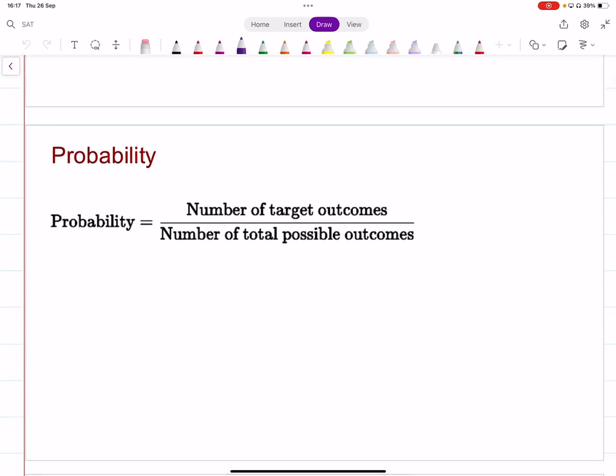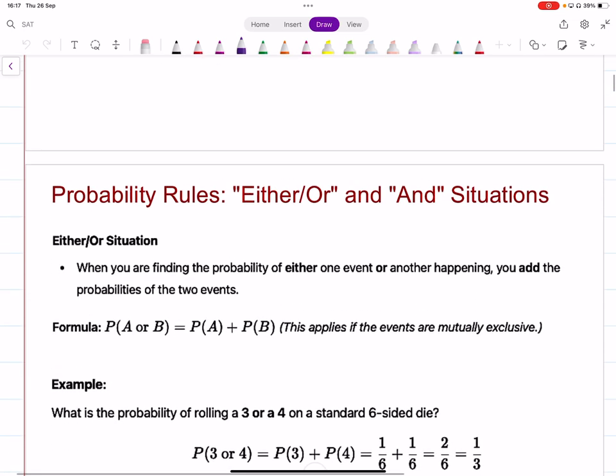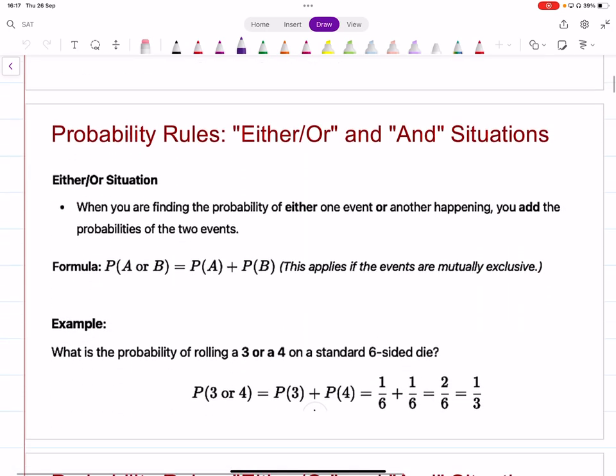How is probability defined? Number of favorable outcomes divided by the total number of possible outcomes, right? Favorable means target outcomes, the outcomes for which you want the probability, right? That's what you have in the numerator. In the denominator, you have the total number of possible outcomes. That's the formula that we will be using for probability.